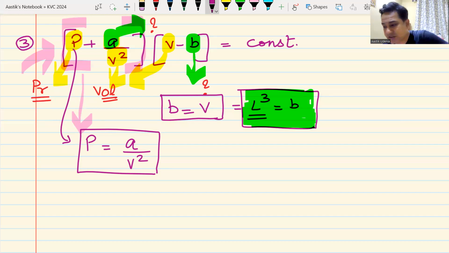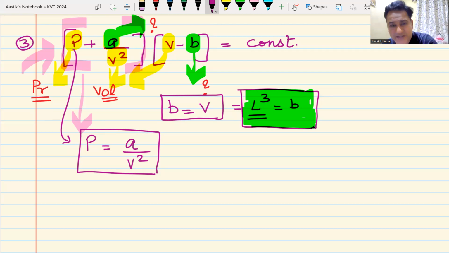Are you getting my point? We're only talking about the dimensions. We are not talking about the values of these things. No, not values. Get these values out of your system. We are not dealing with values. We are only dealing with dimensions. Same quantities can be added or subtracted.